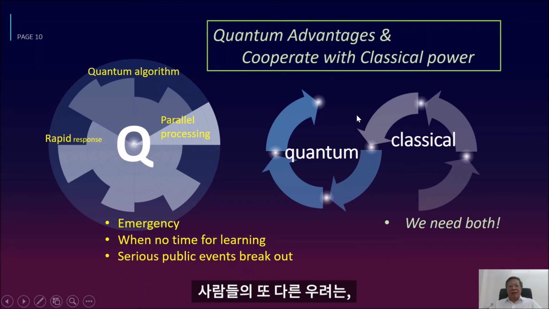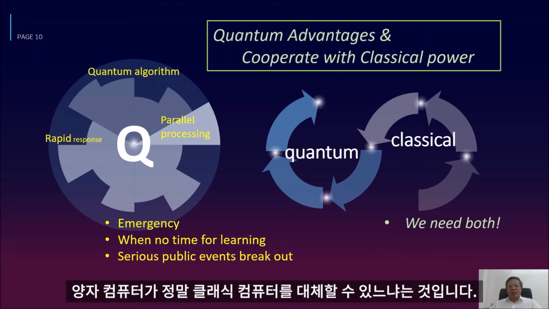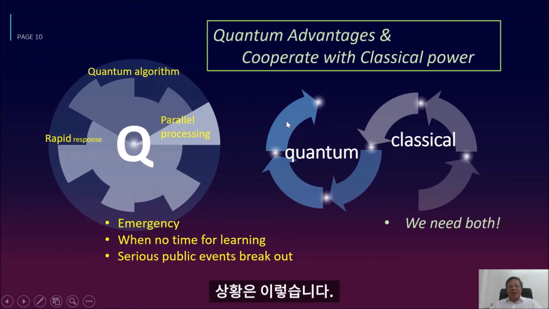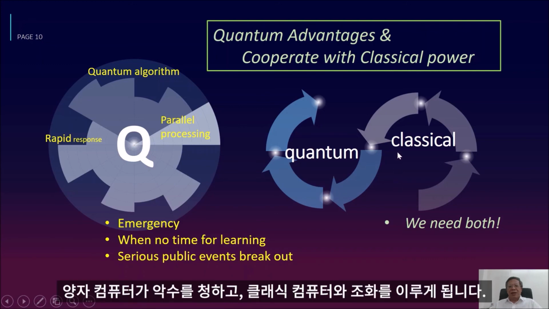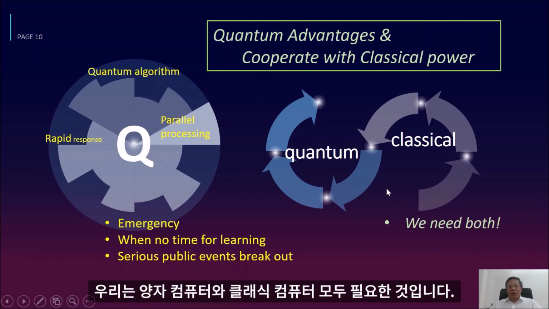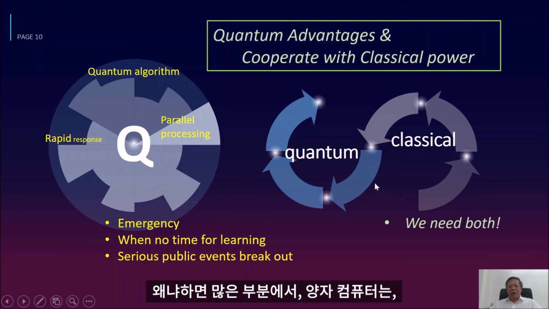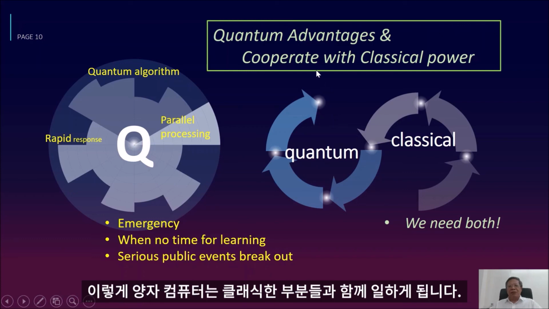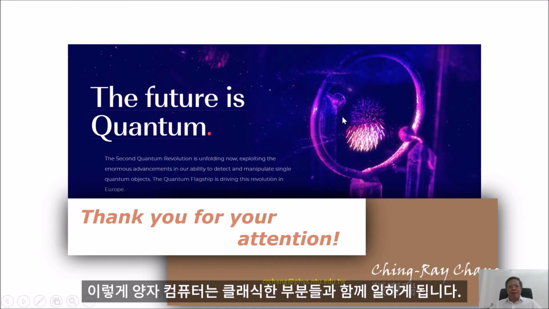People also worry about whether the quantum computer can really replace the classical computer. However, in the future we will see it's actually not like that. Quantum computers will shake hands and live in harmony with classical computers. We need both quantum computers and classical computers, because for a lot of things, the quantum computer's input and solution need to be stored by the classical computer. So the quantum computer will really collaborate with the classical power.